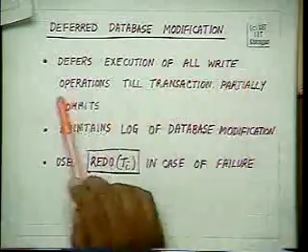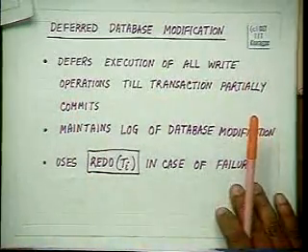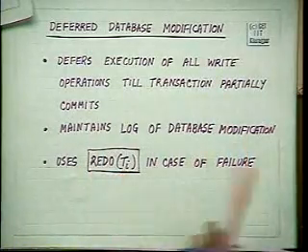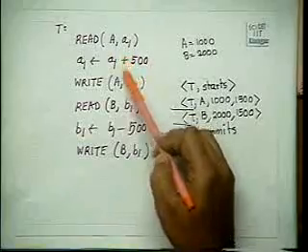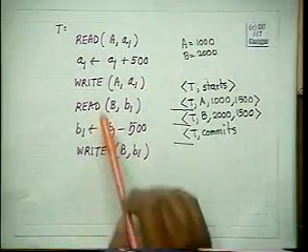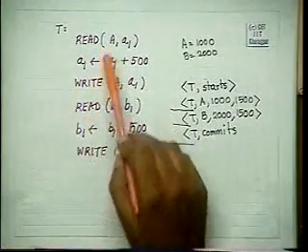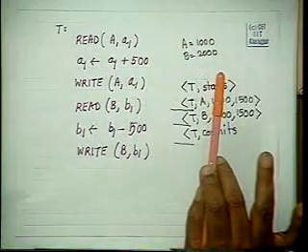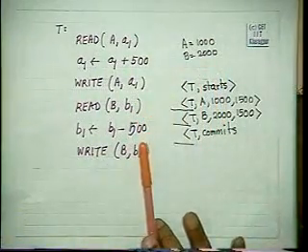So, I repeat what deferred database modification does. It defers the execution of all write operations till the transaction partially commits. It maintains the log of database modification and uses the redo function in case of failure. All the write operations are done at the end. So, whenever a write is faced, it may write it into the log, there is no problem. It may or may not write it into the log.